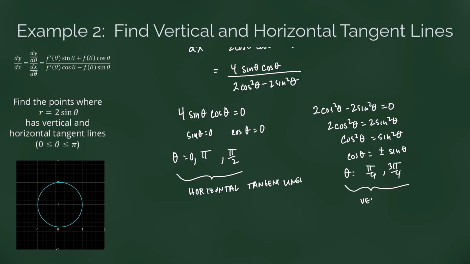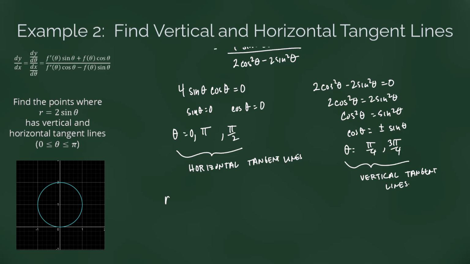And these give us the vertical tangent lines. So we started off with r equals 2 sine theta. Well, for theta equals 0, pi, and pi over 2, when theta is 0, we get r is 2 times the sine of 0, so that makes r 0. So we can see that in polar coordinates, one of our horizontal tangent lines is occurring at the polar point (0, 0).